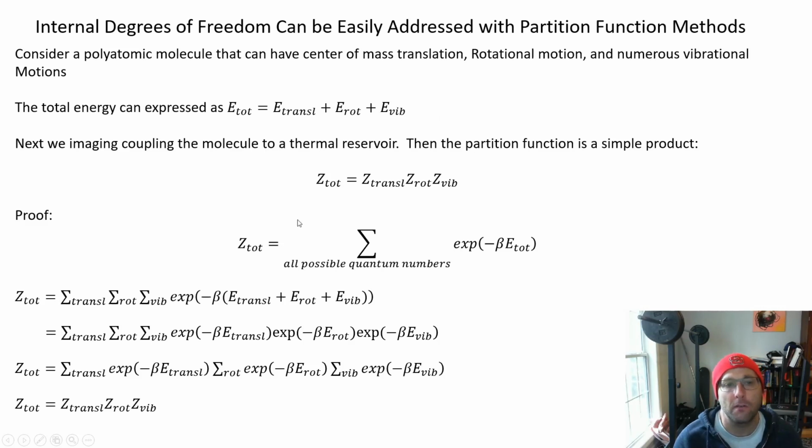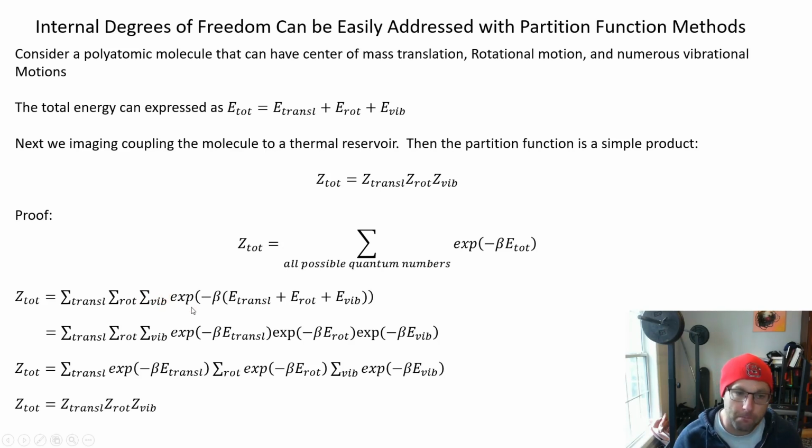So let's prove this. The total partition function is the sum over all of the possible quantum numbers of the Boltzmann factor, where these quantum numbers somehow appear inside the expression for total energy. We'll break that down into a sum over the translational quantum numbers, those would be the n sub x, n sub y, n sub z quantum numbers for the particle in a box, the rotational quantum numbers, so angular momentum type quantum numbers, and the vibrational quantum numbers, which will basically be simple harmonic oscillator indices.